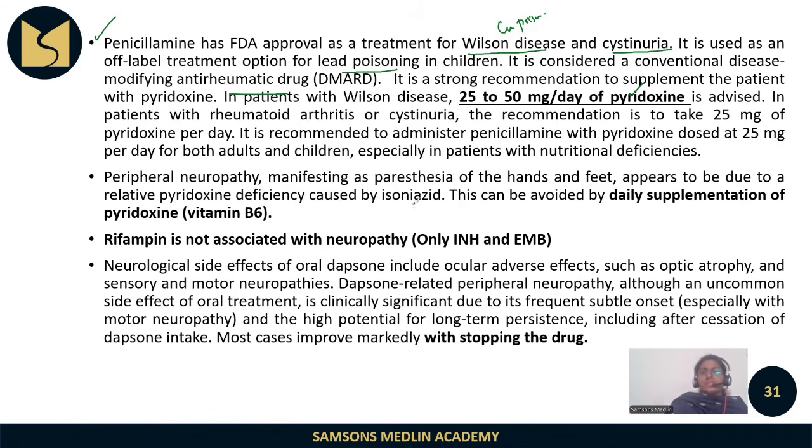Now, in the case of patients taking isoniazid also, peripheral neuropathy is a problem, so they also take daily supplementation of pyridoxine. Rifampin is not associated with neuropathy. Only isoniazid and ethambutol, the antitubercular drugs, are the two associated with peripheral neuropathy. Now, in the case of dapsone, motor neuropathy is more significant. To resolve that, we have to stop the drug. In that case, supplementation of pyridoxine is not clinically relevant.